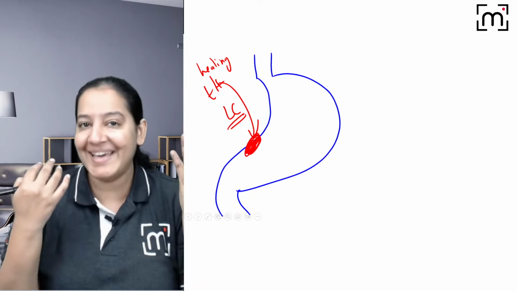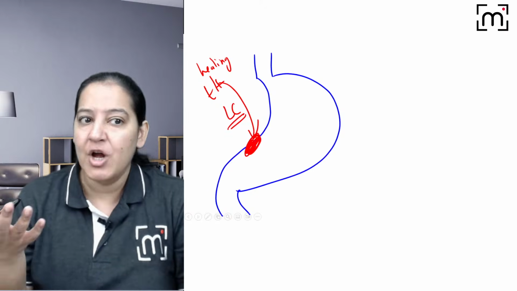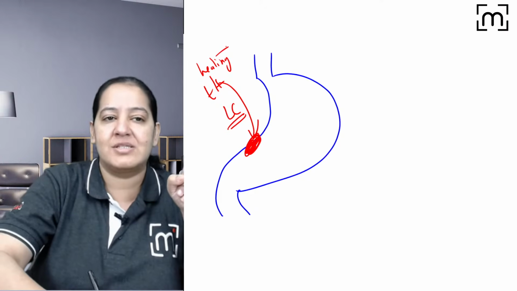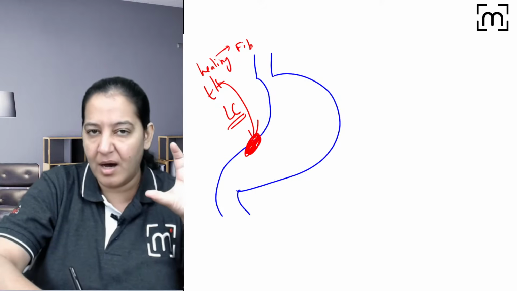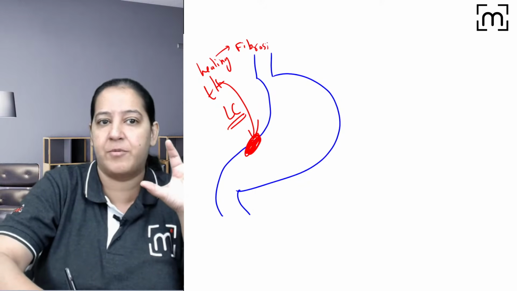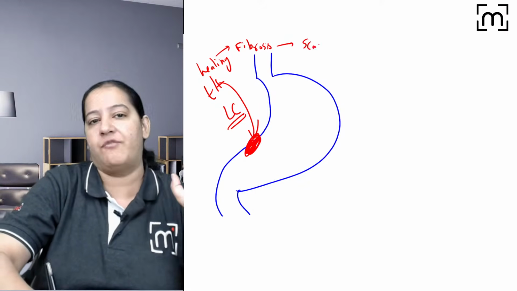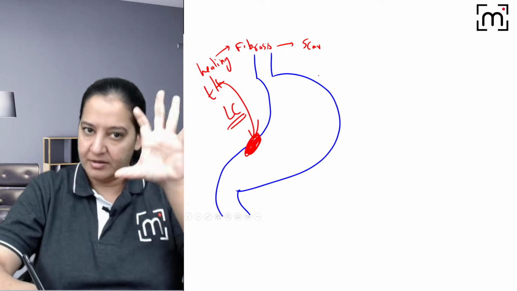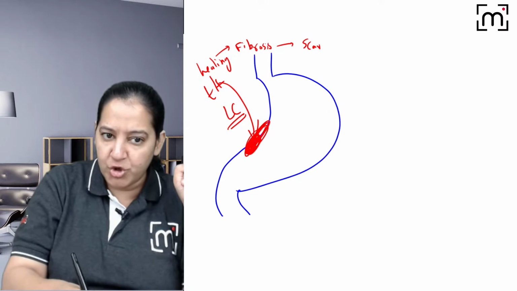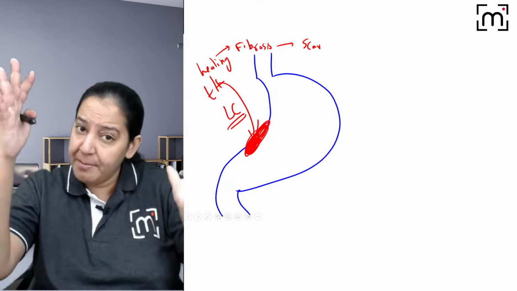Yes or no? Say yes. Treatment leads to healing. What is healing? In healing, fibrosis takes place. In pathology, you learn, no? Healing means the end result is fibrosis. Basically, in healing, a scar is formed. Scar means contracture. So basically this portion undergoes contracture. So it will become shortened.